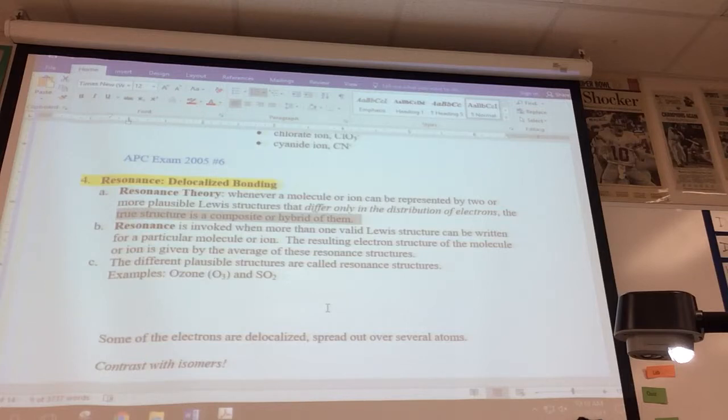When it says differ only in the distribution of electrons, does that mean like moving around, like doing isomers? No, not isomers. That's what I'm going to show you. Okay. Hang on. It's a good question, and we'll make the distinction clear, but it's an excellent question.